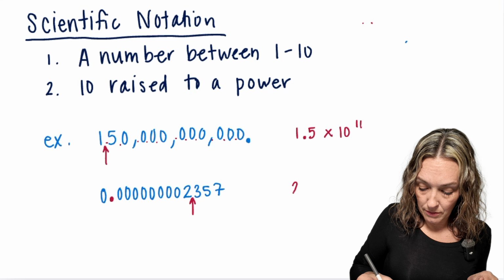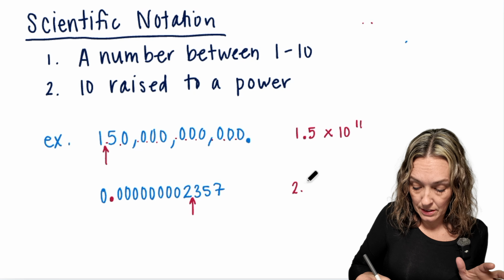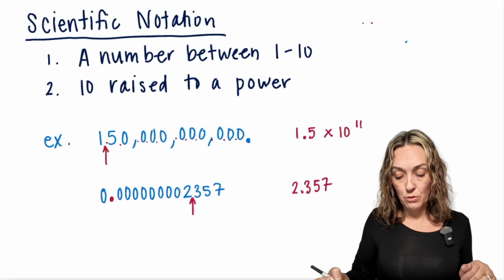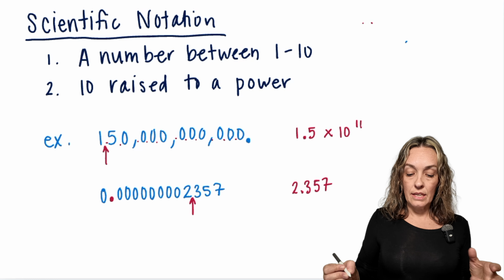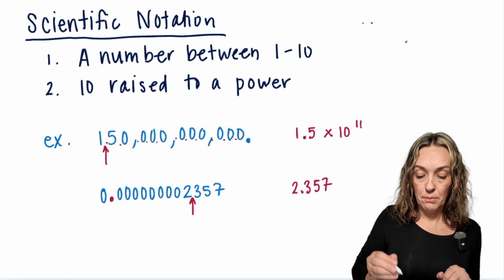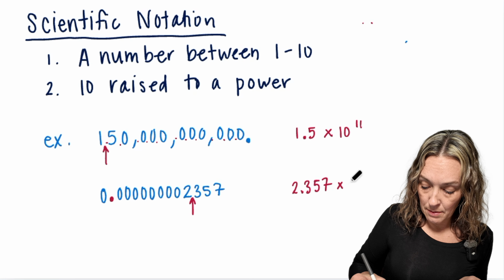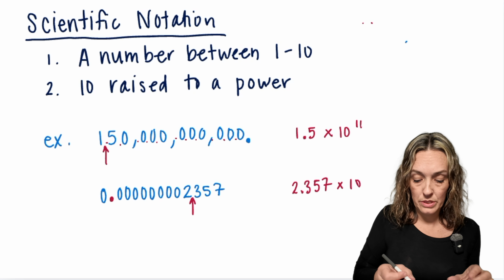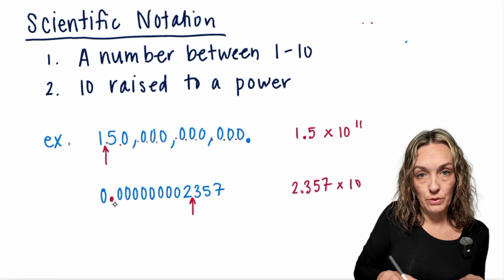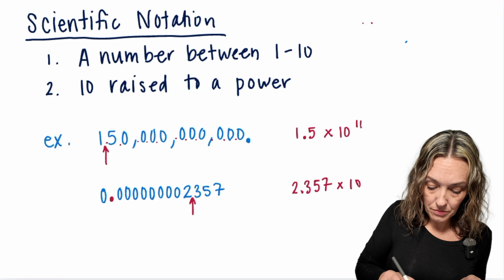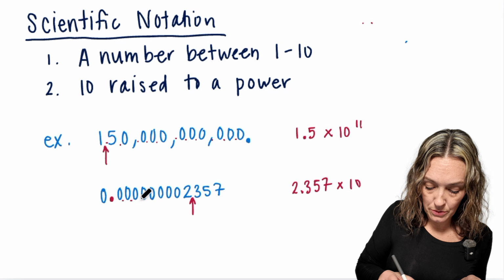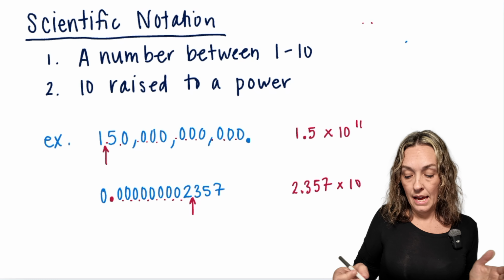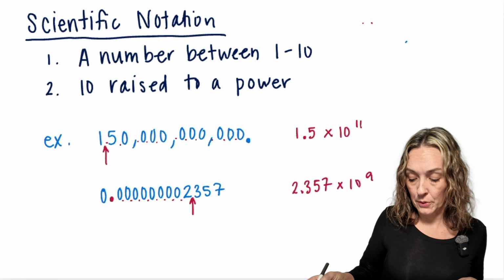It's important that I keep all of the non-zero digits after the decimal when I am writing this out. So 2.357 is the only place that I can put the decimal to give me a number between 1 and 10. Then I'm going to do 10 raised to a power. In order to figure out the power, I again am going to count how many places I moved the decimal from its original location to its new location. So originally it was here, 1, 2, 3, 4, 5, 6, 7, 8, 9. I had to move it 9 spots, so my exponent is 9.